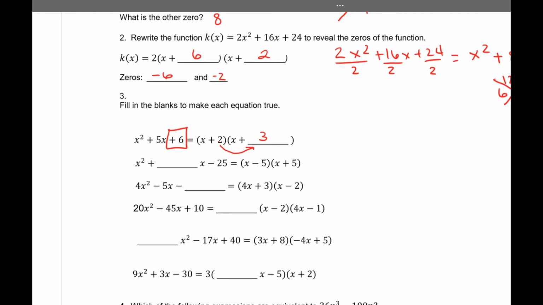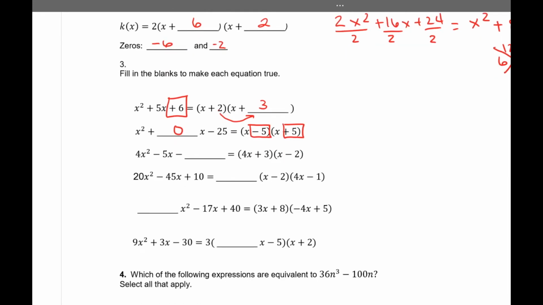X squared plus blank x minus 25 equals this. So negative 5 times 5 is negative 25. Now how do I find this middle number? Well, this middle number is just this number plus this number. So 5 minus 5, or negative 5 plus 5. It's the same answer. You owed somebody $5, but you paid them back $5. How much money do you owe them? Nothing. $0. Okay, let's move on to the next one.